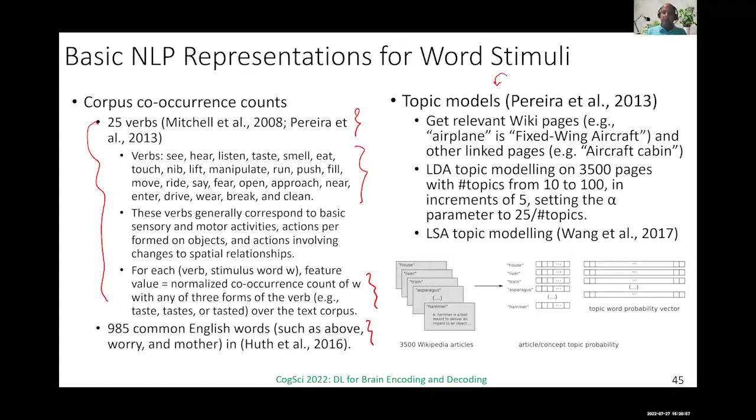Topic models. People have also used topic models like LDA. Topic modeling using LDA. The way you do this is, given the words, get relevant wiki pages associated with those words.